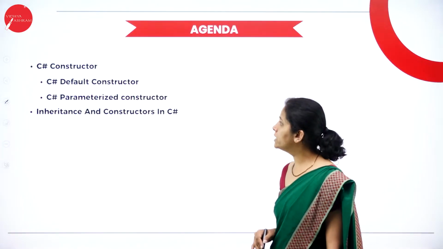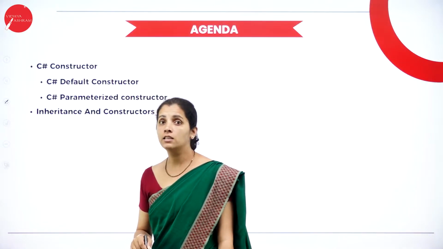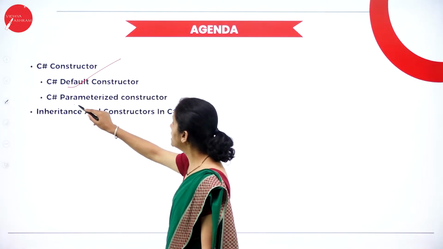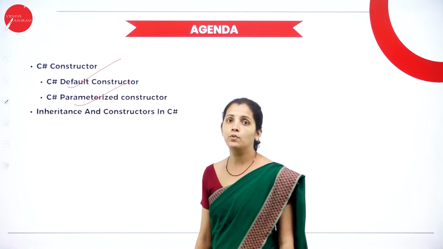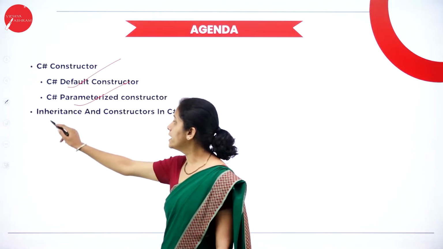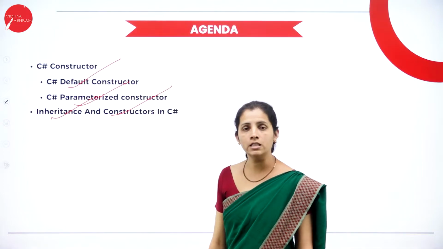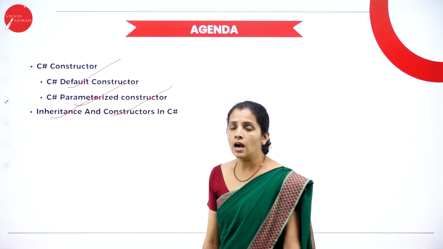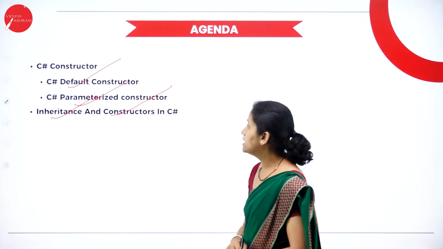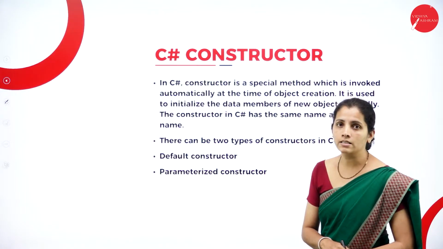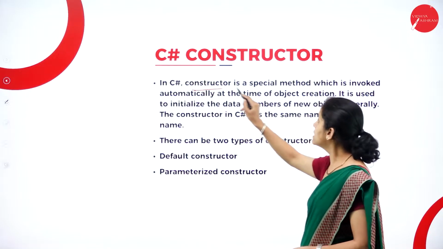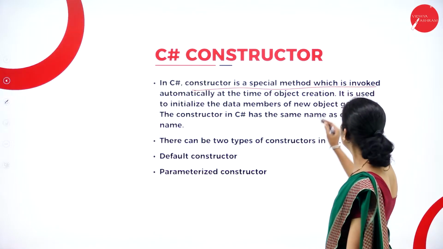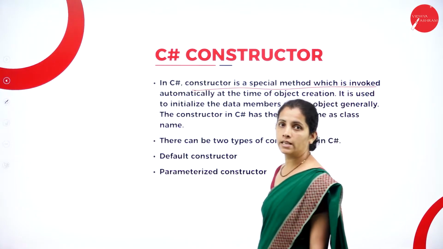But now I'm going to deal with what a constructor is, the two types of constructor, that is default constructor as well as parameterized constructor. Along with that, I'm going to discuss the relationship between inheritance and constructor in C#. These are the few topics I'm going to deal with in today's session. Now, what is the topic of the day? That is constructor. So what is a constructor? A constructor is a special method or special member function which is invoked automatically.